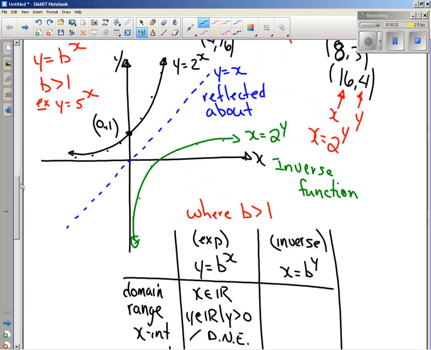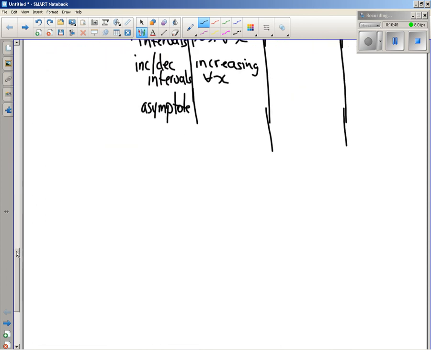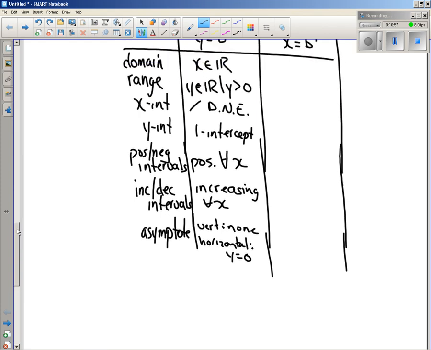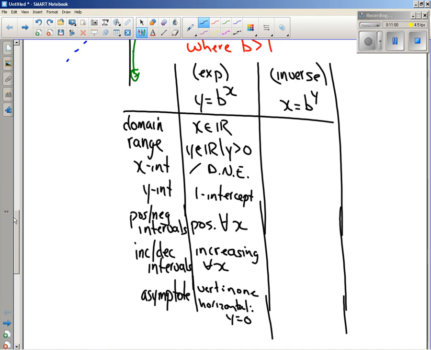Are there any asymptotes for our 2 to the power x? Y equals 0 is an asymptote. That's going to be what, vertical or horizontal? Okay, horizontal, y equals 0. How about a vertical? Is there a vertical asymptote here? Okay, so we'll go down here and we'll say vertical, none, horizontal, y equals 0. So we went through and we have some characteristics of this graph which are going to work for any graph of the form b to the power x where b is a number greater than 1.